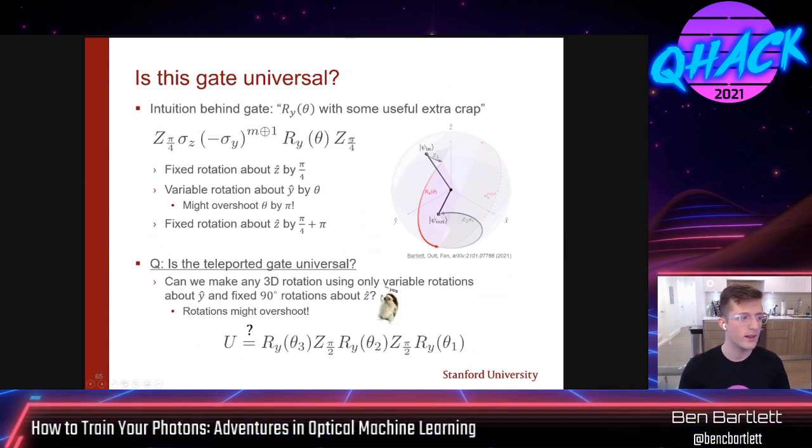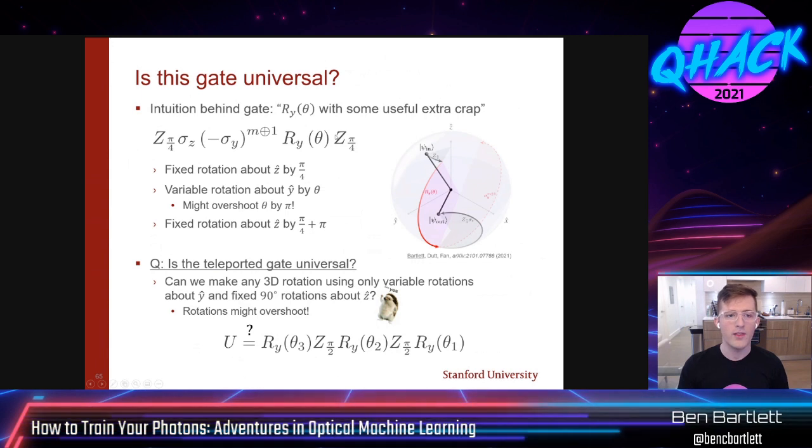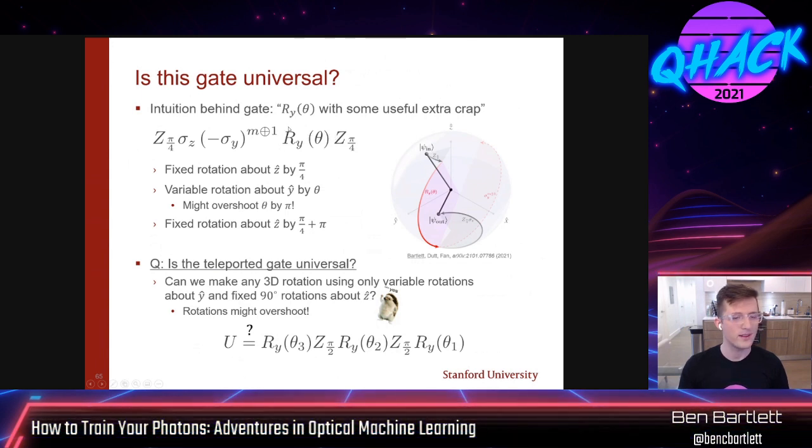So going from left to right, because we've got left matrix multiplication, we start off with this fixed rotation about z by pi over 4, and that's just going through the phase shifter. And then we've got a variable rotation about y by theta, but depending on the result of the measurement, it might overshoot this target angle by pi, and that's given by this dotted line here. And then we've got another fixed rotation about z by pi over 4 plus pi, and that's this gray line here. And the question is: is this teleported gate universal?